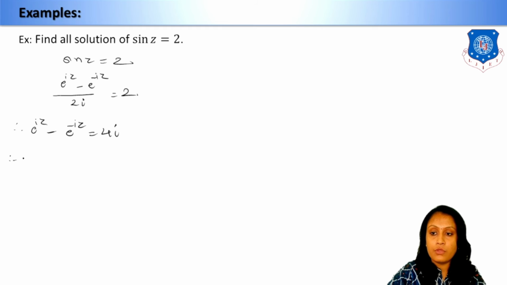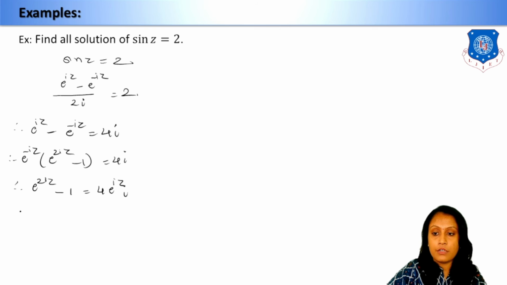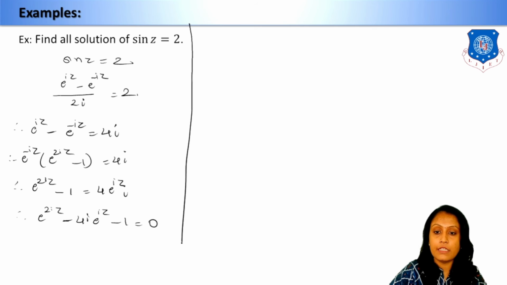We can take out e raised to minus iz common. So here we have e raised to minus iz into (e raised to 2iz minus 1) is equal to 4i. Now bring this e raised to minus iz over here, so you will get e raised to 2iz minus 1 is equal to 4i e raised to iz. Right? Now we'll bring it over here, so you will get e raised to 2iz minus 4i e raised to iz minus 1 is equal to 0. Okay, now we need to find the roots.